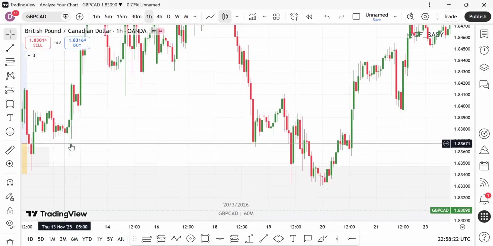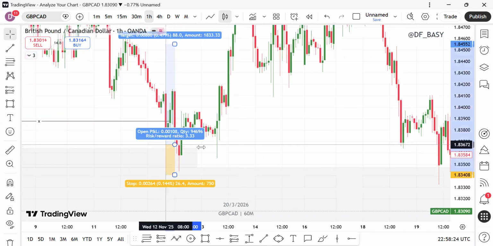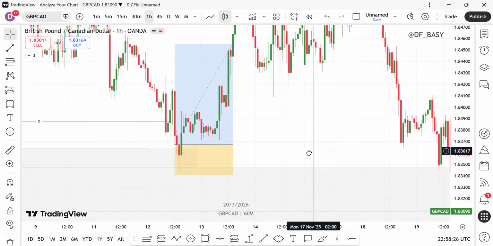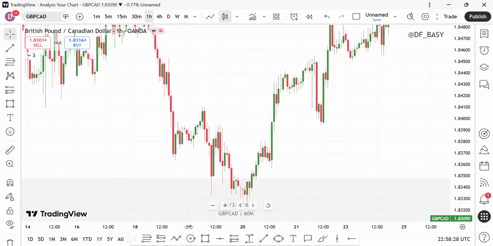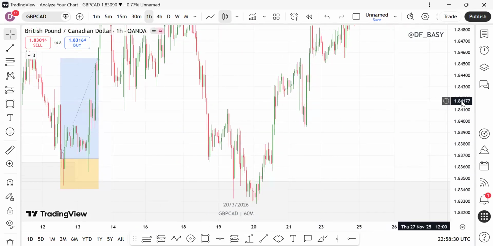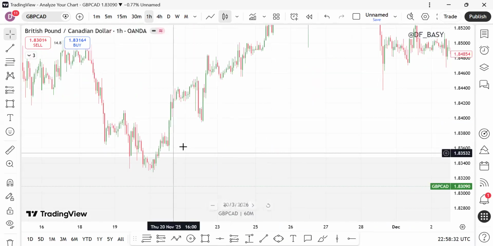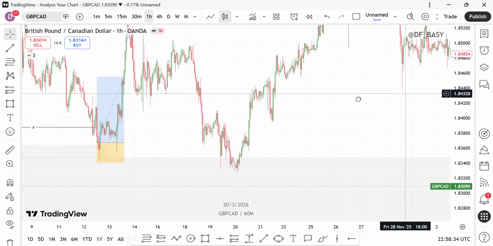So that's how you avoid unnecessary losses. Once you have a proper understanding of this, of mitigated and unmitigated order blocks, you can avoid some unnecessary losses that you'll be taking or having on your account.